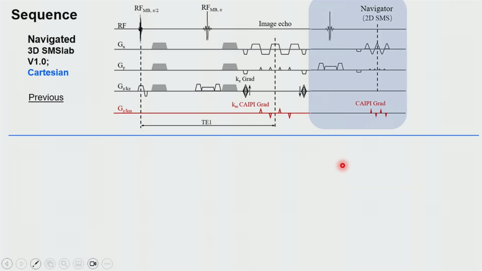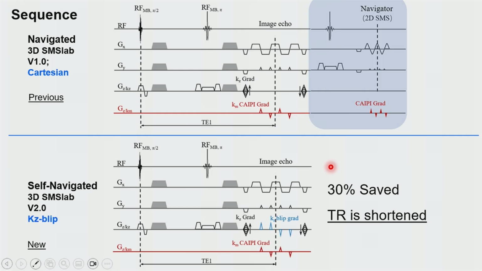All right. Again, here's the sequence. This is the previous one, and this is the new one. So 30% of acquisition time can be saved. Therefore, TR can be further shortened for better SNR efficiency. And here we see we have KZ blip gradient, KM CAIPI gradient, and the KZ encode gradient. They are all in the slice direction.